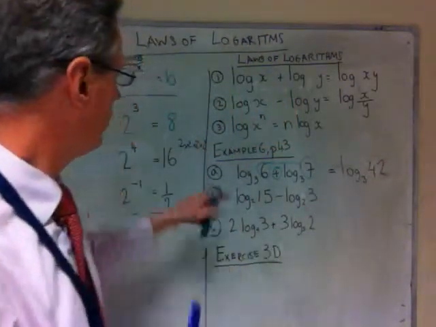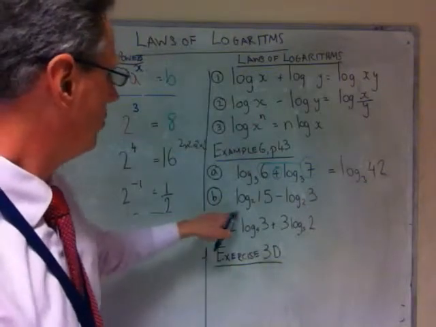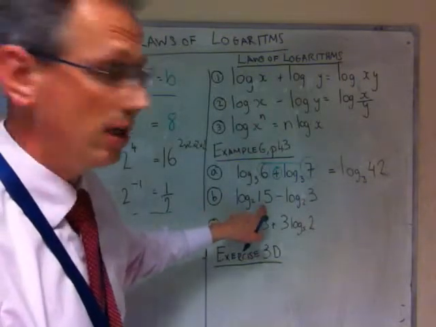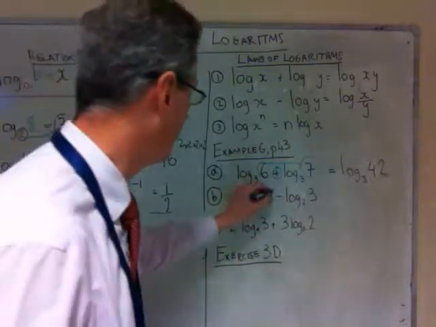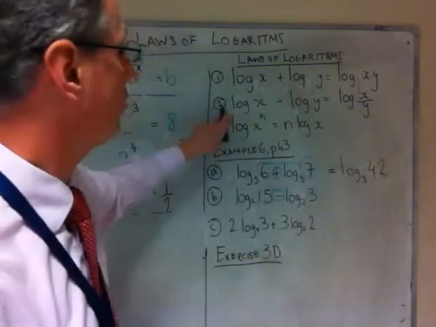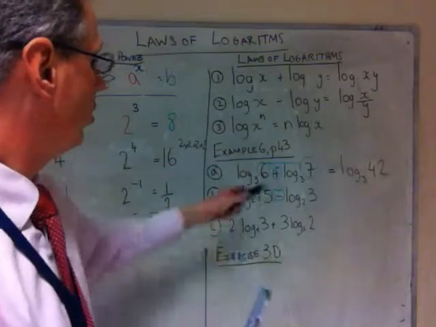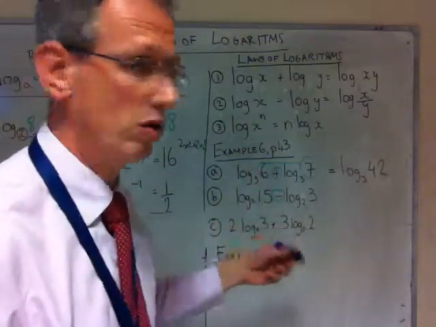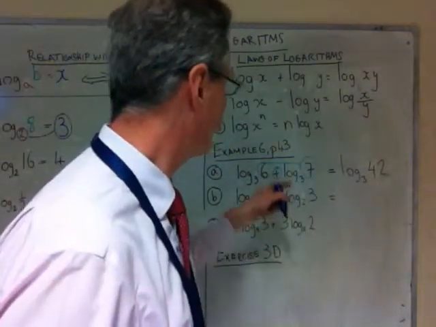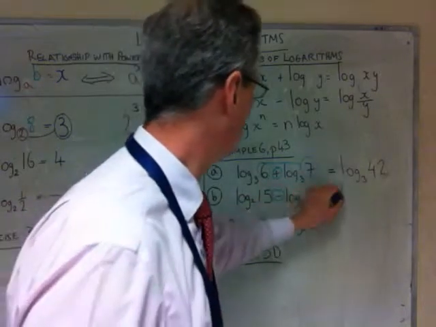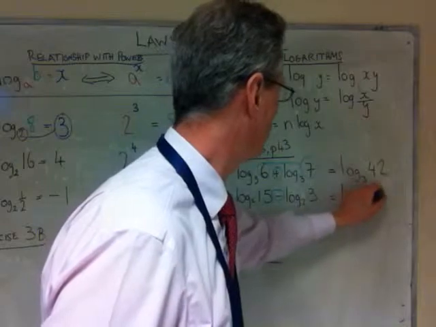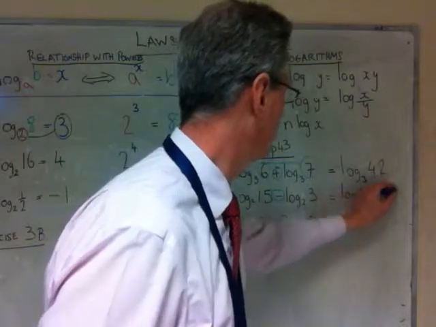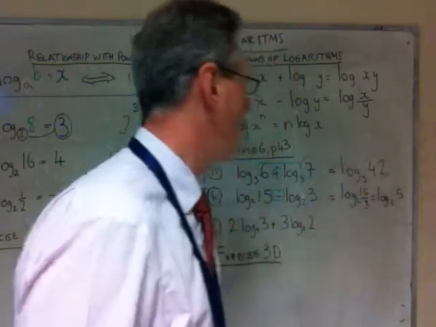Following on from that, looking at rule 2, here we've got log to the base 2 of 15 minus log to the base 2 of 3. So here we're taking it away, so we're using the second rule. Log to the base 2 of 15 minus log to the base 2 of 3 is log to the base 2 of 15 over 3, which is log to the base 2 of 5.